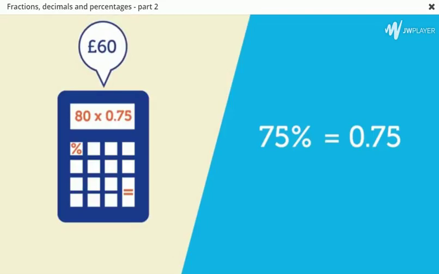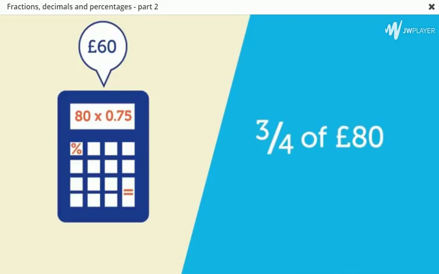In this case, you could also have used 75% as an equivalent fraction. The calculation would have been, what is 3/4 of £80? The answer is the same. Now try some practice questions.